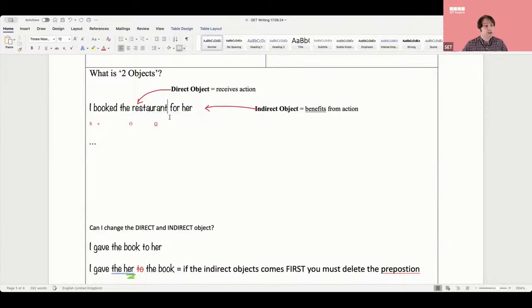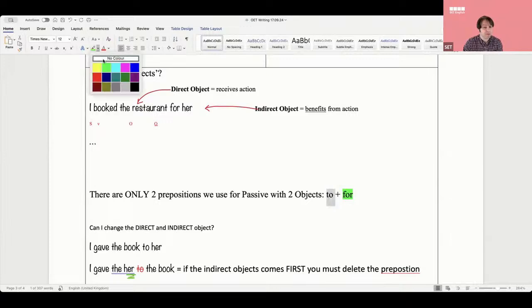So guys, there are only two prepositions we use. Does that make sense? There are only two prepositions we use for passive with two objects. To and for. Does that make sense, guys? Is that clear? This is really, really important. Let me give you an example.